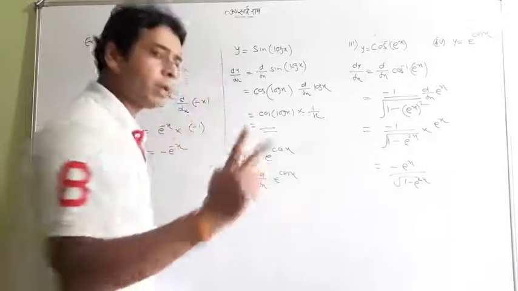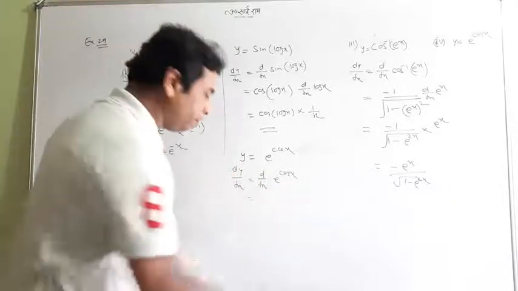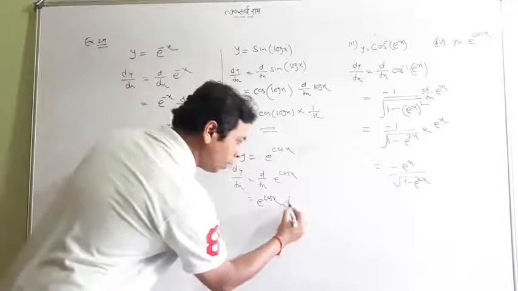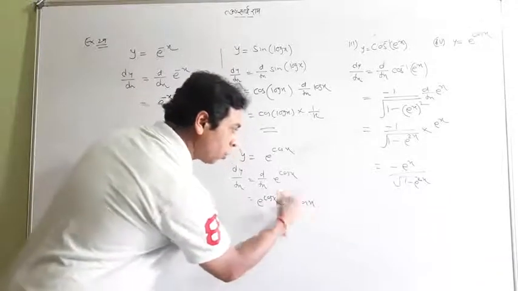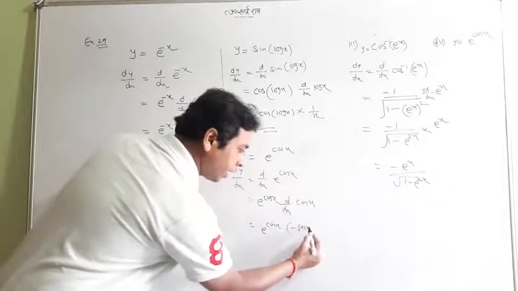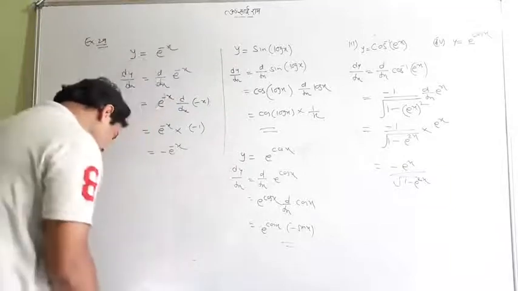So two functions we have. First is e and second is cos x. So differentiation of e is the same, and then again differentiation of cos x, and the differentiation of cos x is minus sin x, and that's the answer. So this is the simple example I made.